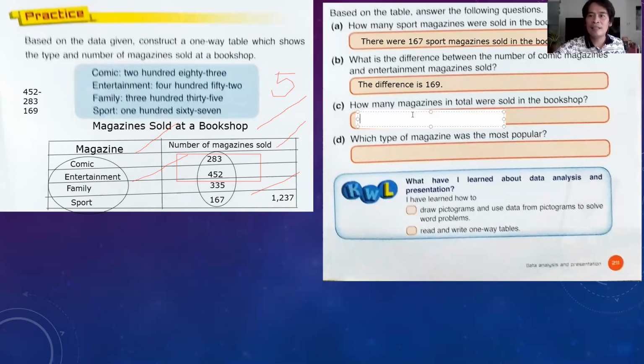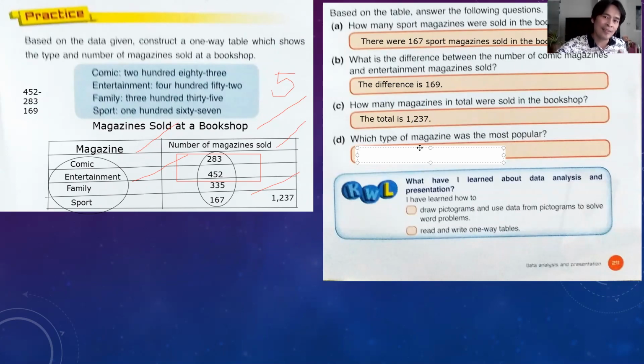Okay, so the total, you can say the total is 1,237. Full stop is okay. Or the total of magazines sold in the bookshop is 1,237 if you like, but that is okay already. Okay, make it short. Shorter is possible, but not super short. Like if you answer only 1,237, that is not a sentence.